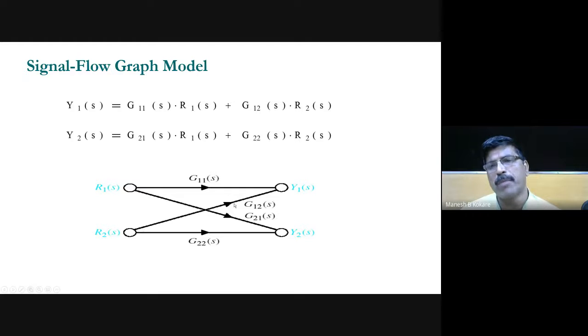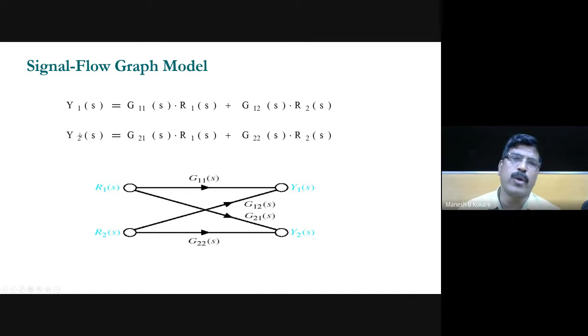So r2 multiplied by g12, so that is nothing but overall y1, right? So this is the signal direction from r1 to y1. So this is from r1 to y1, and r2 to y2 is multiplied with z12.